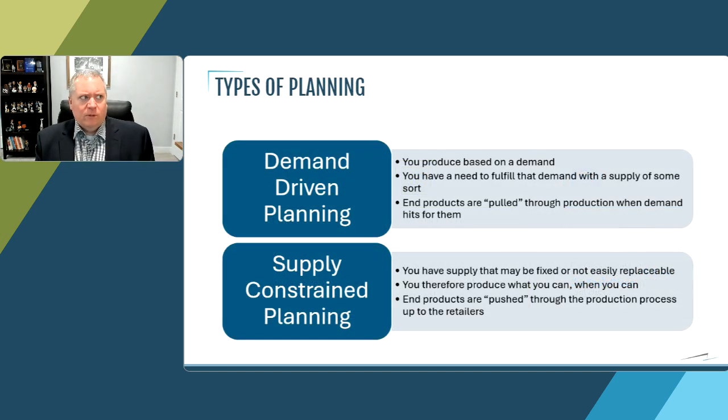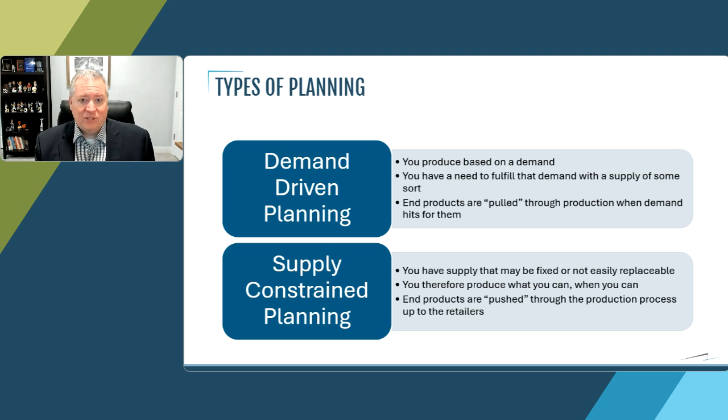There are two real main types of planning when we talk about ERP systems and MRP specifically. So we have demand-driven planning, which is that pull method that we've talked about before. You produce based on a demand that you have in your system, and you need to fulfill that demand with supply of some sort, either through planned purchase orders or production orders or transfer orders or some kind of way that you're going to get that demand fulfilled.